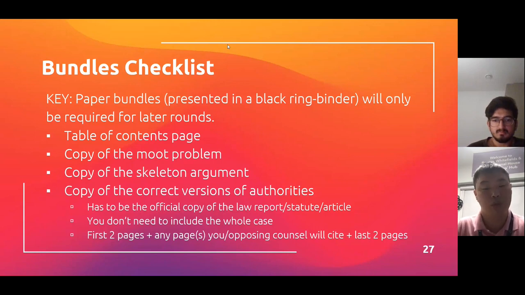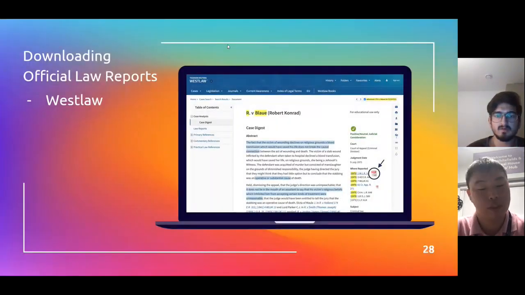Please also remember to include the correct version of authorities. Please try and include the official judgments, which will have paragraph numbers or paragraph letters on the side. You do not need to include the whole case, but if you can't actually find the case itself, it is perfectly okay in internal moots to include the database version. Just let your judges know at the beginning of the moot that, for example, you don't have access to the document or you can't find it. As I said before, the first pages of the case, along with the others you've highlighted, and the last 2 pages will suffice. So if we move on, we'll find this is the interface of Westlaw.